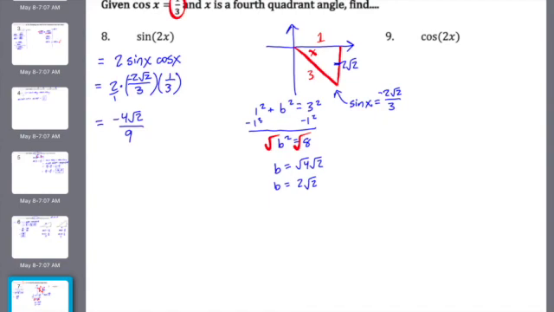So sine of 2x should be a negative 4 root 2 over 9. All right, so don't forget those negatives and positives. Those are important when you're figuring these out.